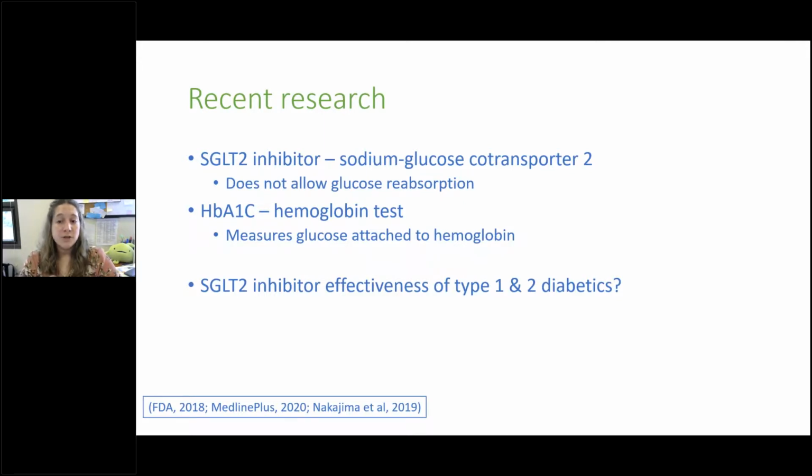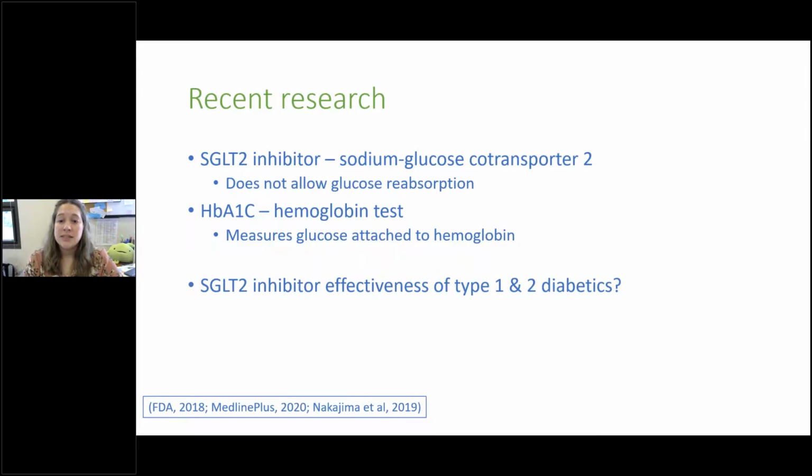One of the ways to measure the effectiveness of SGLT2 inhibitors is through the HbA1c test, which measures how much glucose is attached to hemoglobin. Patients with diabetes usually have an HbA1c of 6.5% or higher.